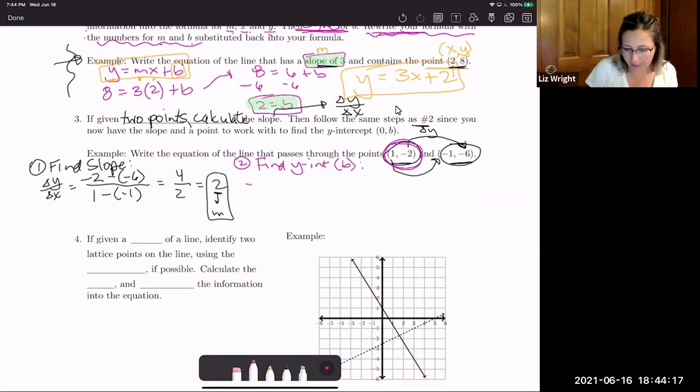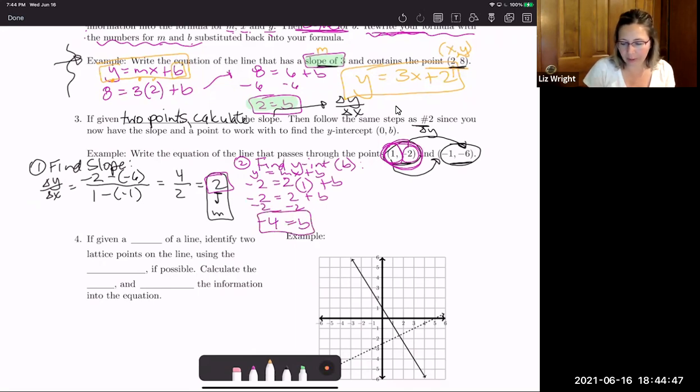I'm going to do -2 in for my y. So I'm substituting it into y equals mx plus b. So my -2 is my y, my m is this 2 over here, the 2 that I just found, and then my x is +1, plus b. So then I get -2 equals 2 plus b. I'm going to subtract this 2 over, and I get -4 equals b.